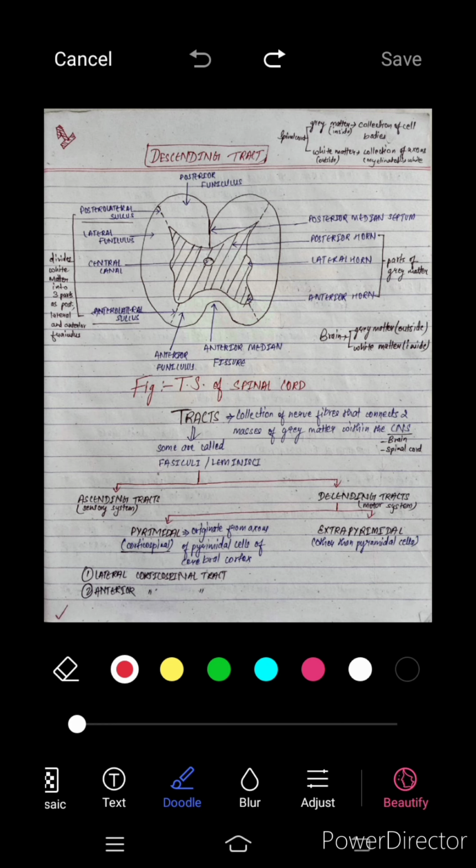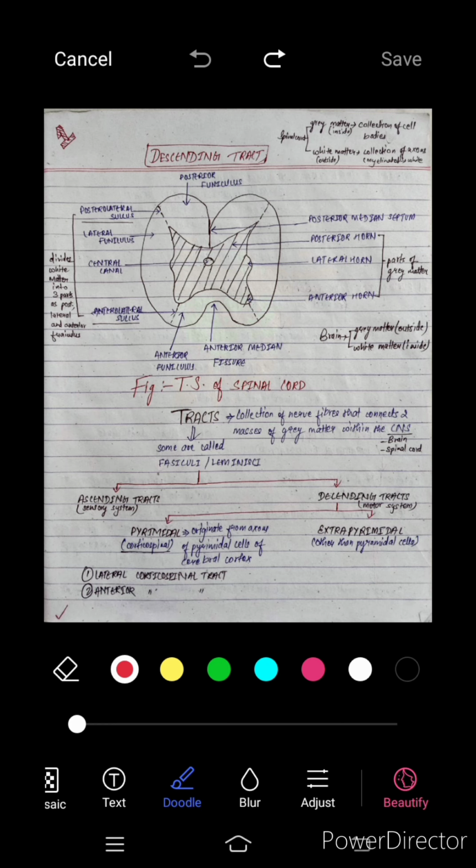Now let us talk about tracts. Tracts are the collection of nerve fibers that connect two masses of gray matter within the central nervous system, that is brain and spinal cord. Tracts are also called fasciculi and lemnisci. Tracts are divided into the ascending tract, which is the sensory system, and the descending tract, that is the motor system. The descending tract is divided into the pyramidal and extrapyramidal tract.